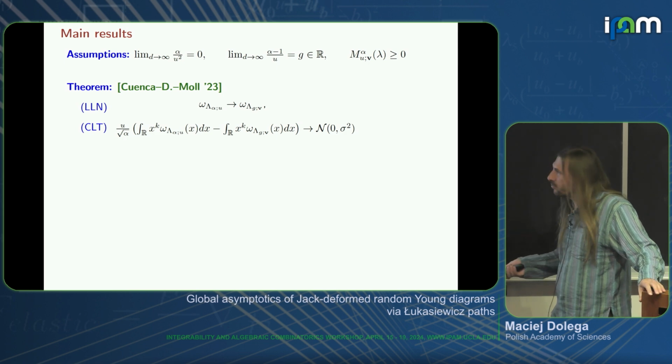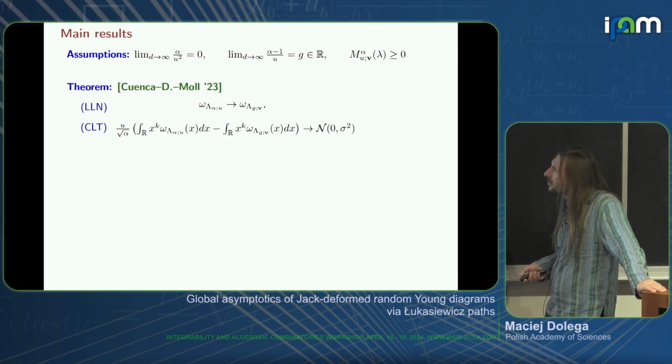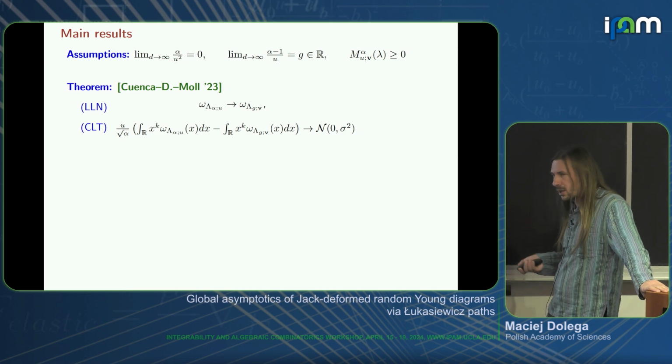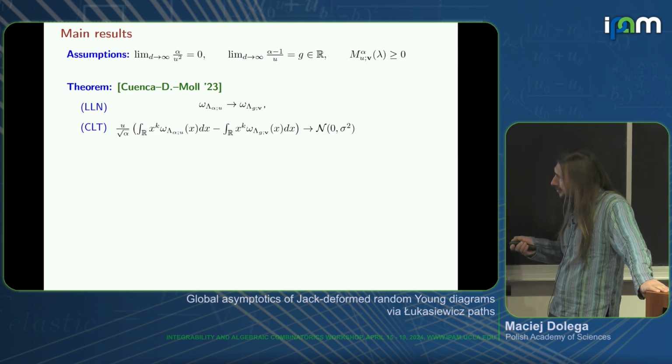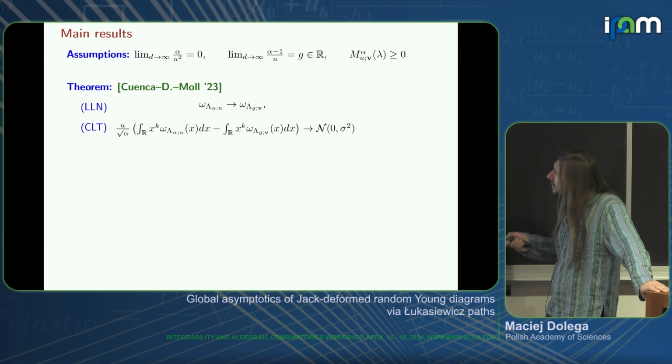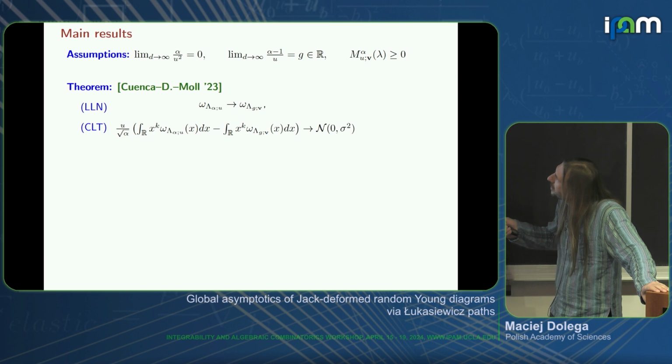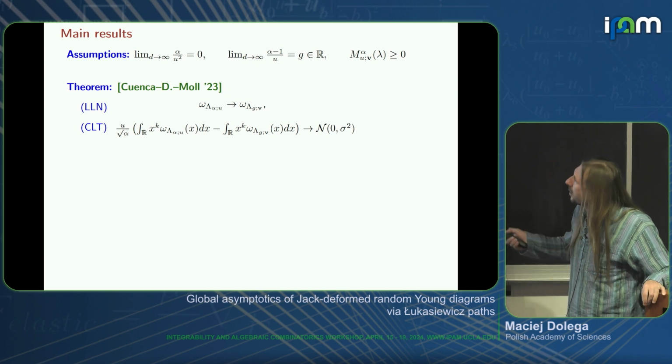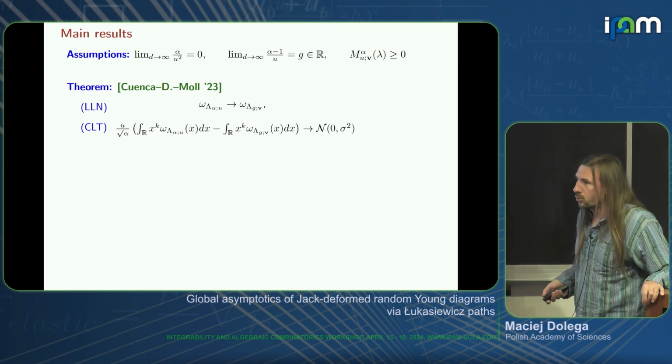So our first result is that we prove law of large numbers and central limit theorem for this new model. And we do it also in high and low temperature regimes. So let's look a little bit at these assumptions. They might look slightly technical, but actually they're not that technical. So let me tell you something about this parameter u.